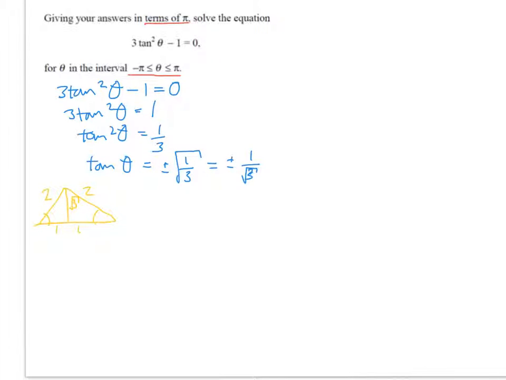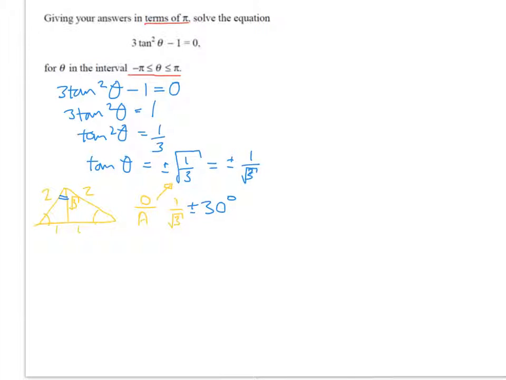So we're looking at tan, so we're looking at the opposite over the adjacent, and the opposite must be 1, because that's what we've got there. Opposite 1, and the adjacent's root 3. Which angle are we looking at? Well, actually, we're looking at this angle here. That's half of 60. That means it's 30 degrees. Plus or minus 30 degrees are our option.